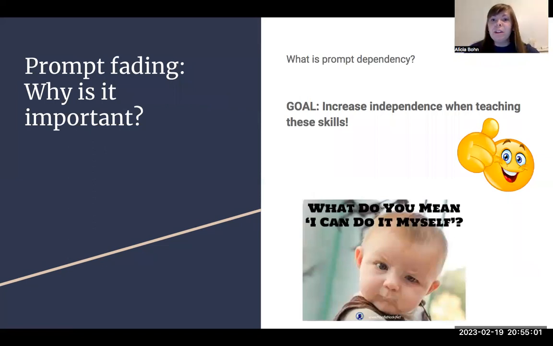So yeah, it's really important that if we're using, for example, hand over hand, we want to fade that out, fade it to the least restrictive prompting, and then hopefully, as they learn, we use less prompting to none. So that's really important.